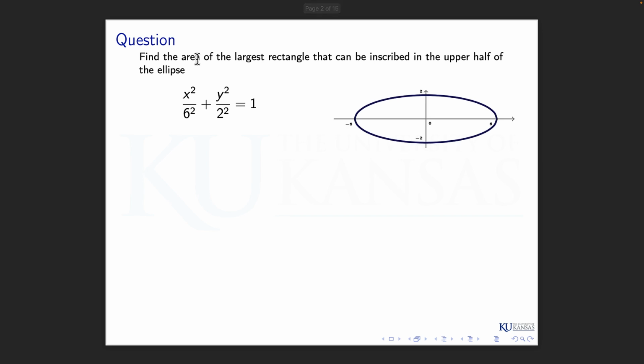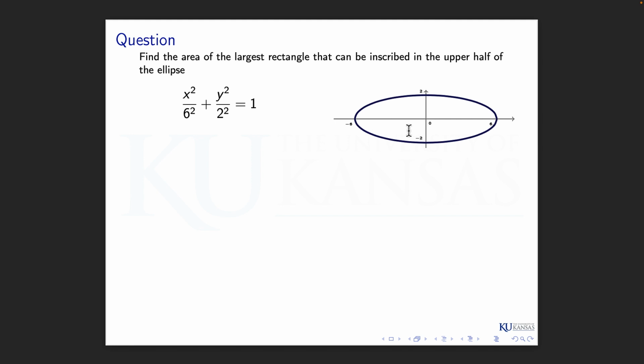So here's the ellipse. I plugged in 0 for x to find the y-intercepts. Plugging in 0 for x gives me y squared is equal to 4. Therefore, y is equal to negative 2 and 2. And I plugged in y equal to 0 to find the x-intercepts, and those were negative 6 and 6.